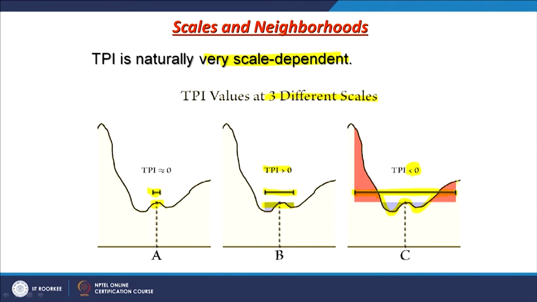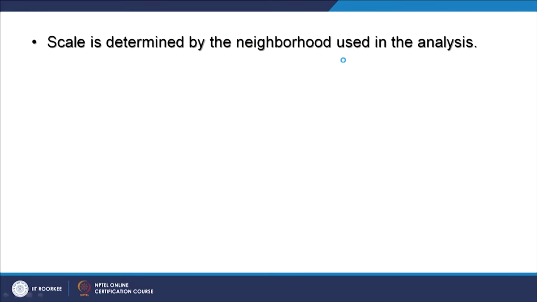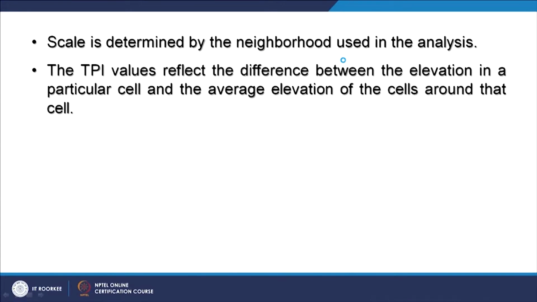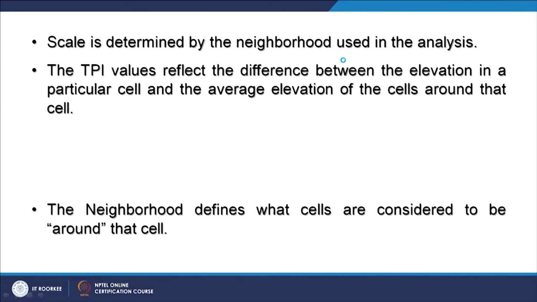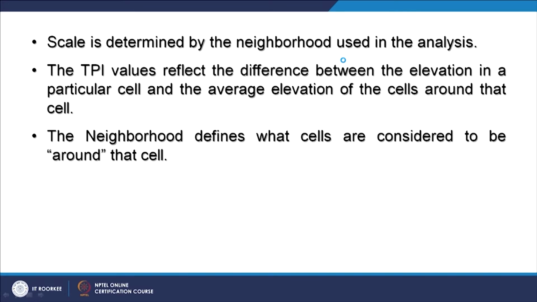But if we go at micro level, then it is definitely a hilltop. So, it varies with scale. Scale is important, or indirectly we can say the spatial resolution of the input raster grid is important. Now, scale is determined by the neighborhood used in this analysis, and TPI values reflect the difference between the elevation in a particular cell and, of course, the surrounding neighborhood. So, it basically also falls in the neighborhood analysis category, and these are the surrounding cells.